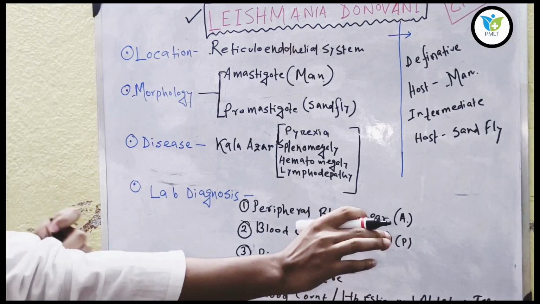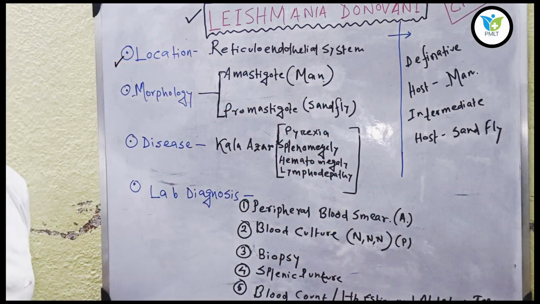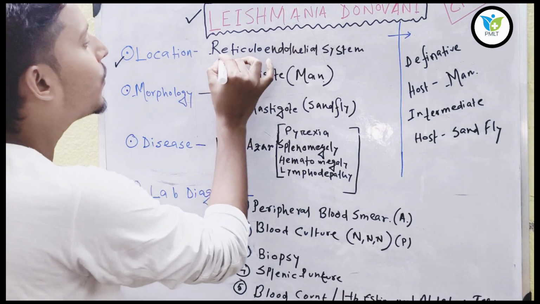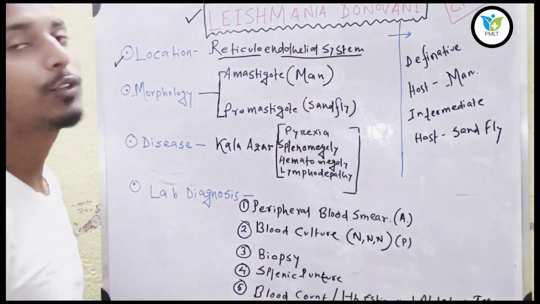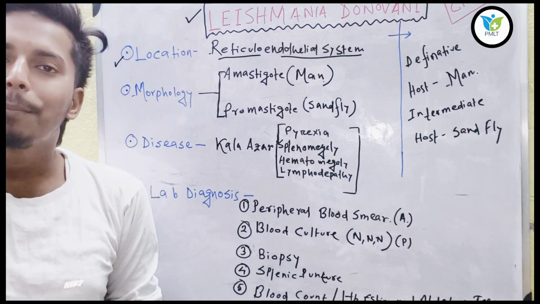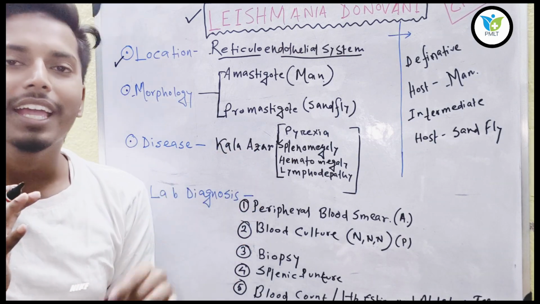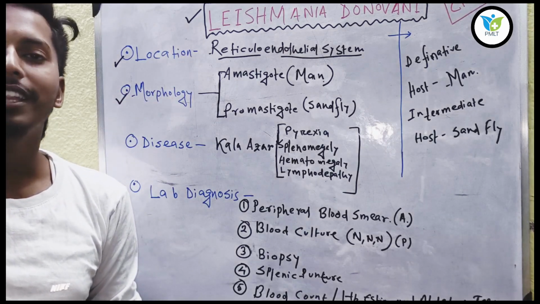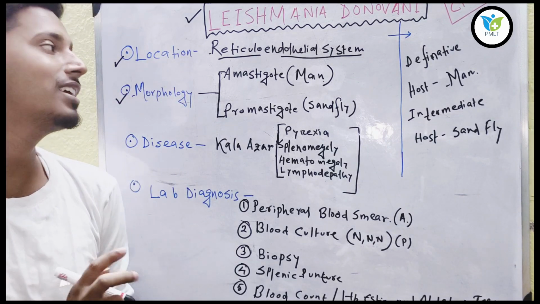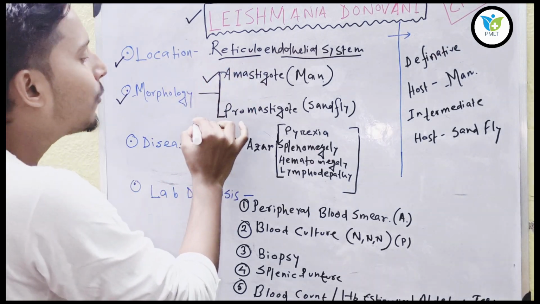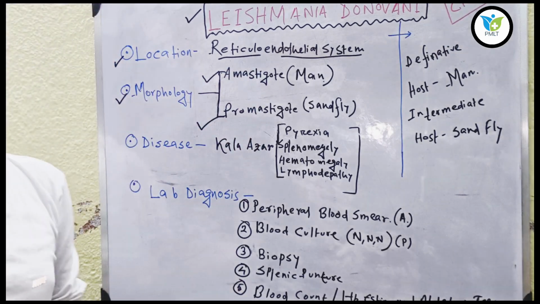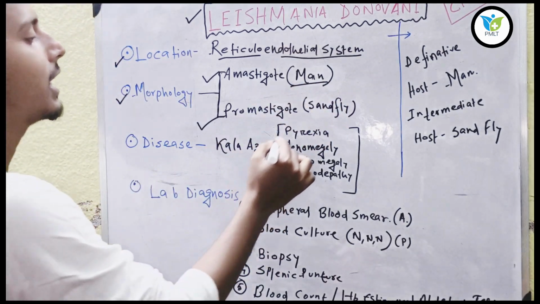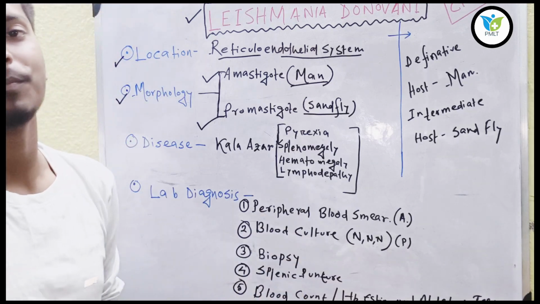Firstly, we need to understand where they are located. Leishmania donovani is basically located in the reticuloendothelial system of our human body. This is the morphology of Leishmania donovani. There are two forms: one is the amastigote form and the other is the promastigote form. The amastigote form is present in the human, and the promastigote form is present in the sand fly.